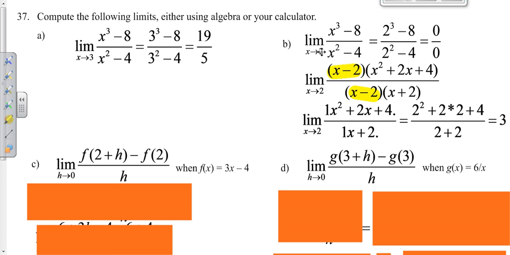So we plugged it in. We got 0 over 0, which was an indeterminate form, so we could not determine our answer until we did more work, and that work is down below here.